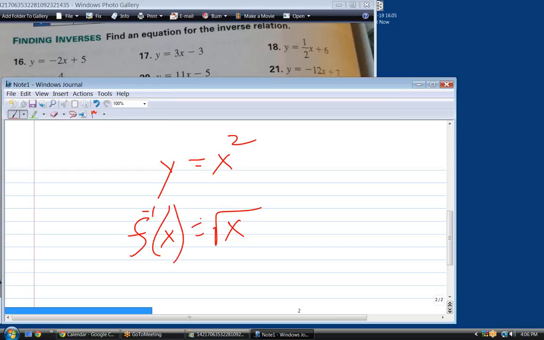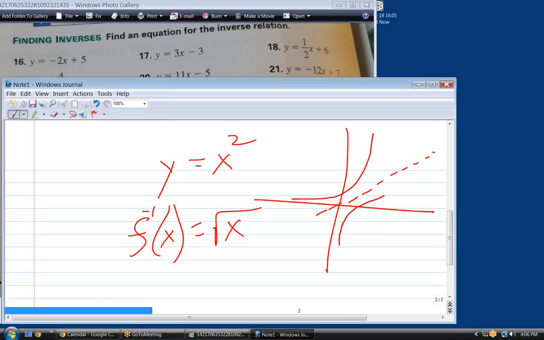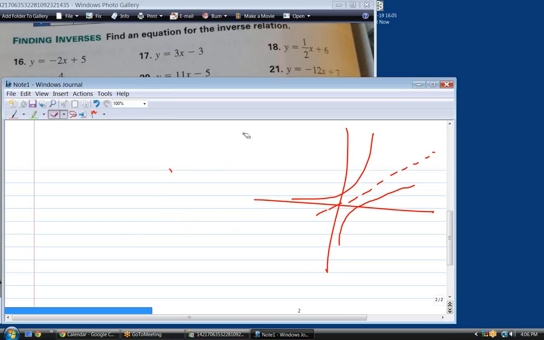So that's what inverses are. And graphically, they are a reflection about the line y equals x. Every inverse is a reflection about that line. All right, so that's what inverses are all about.